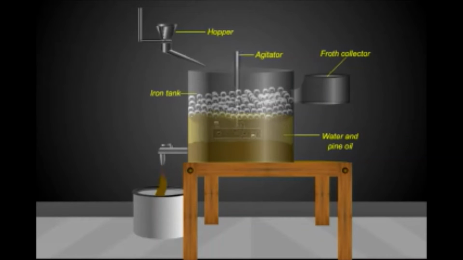There you can see it. Now this froth formed is collected in the froth collector tank. After some time, the ore particles in the froth collecting tank start settling gradually. These are then used for further metallurgical operations.